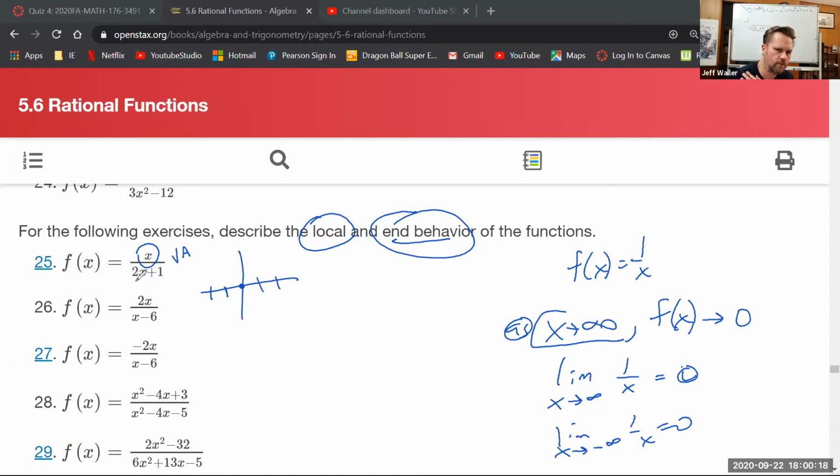Would it be negative 1/2? Yes. Be a little more specific. X equals negative 1/2? Yeah, there you go. So then it's right there.